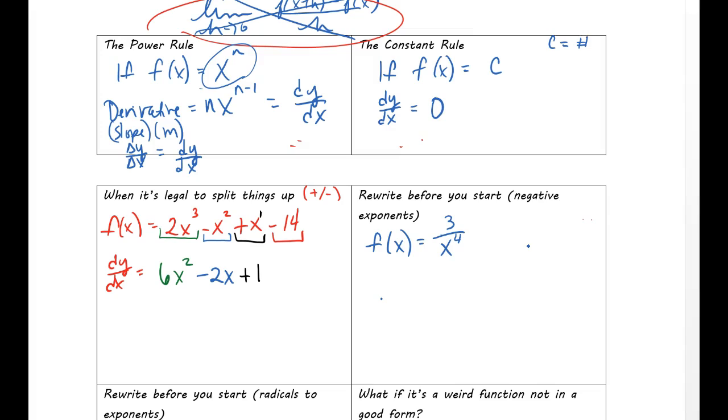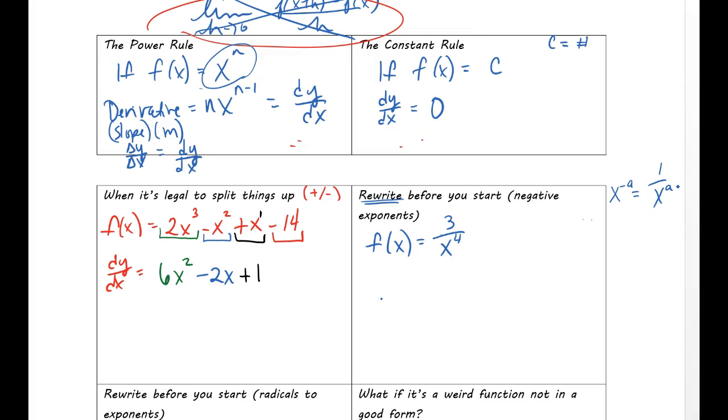You have to rewrite this before you start, okay? And the way I want to refresh your memory is a rule of exponents, where if you have x to the negative a power, remember that's the same thing as that. Okay, that's an old exponent rule.